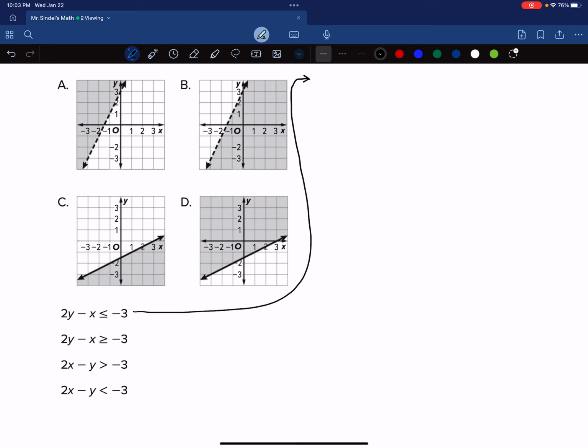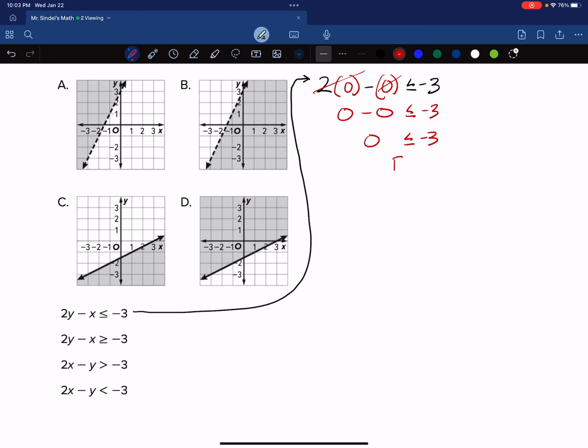So plugging in 0, it's going to be 2 times 0 minus 0, should be less than or equal to -3. All right, shall we? 0 times 2 is 0. 0 minus 0 is 0. Everything over here is 0. Let me show my work a little bit better. I have 0 minus 0, which is 0. All that is less than or equal to -3.